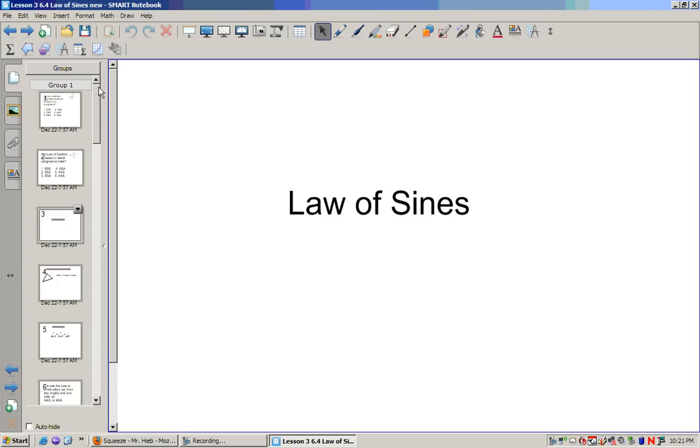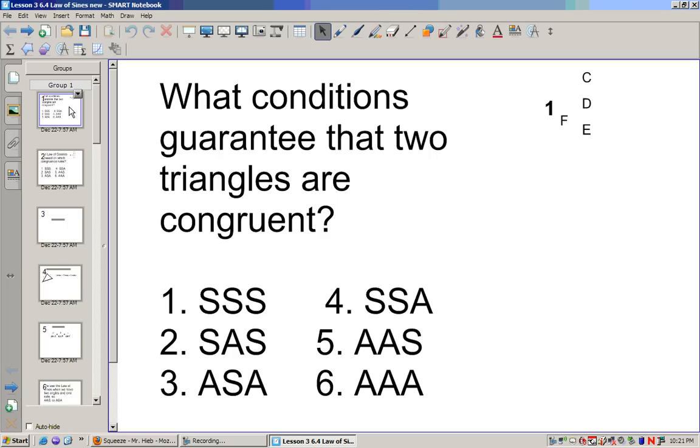Hello, welcome to the third lesson of Chapter 6, and today we're going to be looking at the law of sines. You've learned it mostly in your previous year, but we're going to go through it again, and we're going to get into a little bit more complicated situations. Now first we have to remember something about triangles.